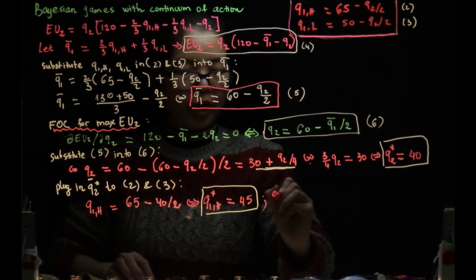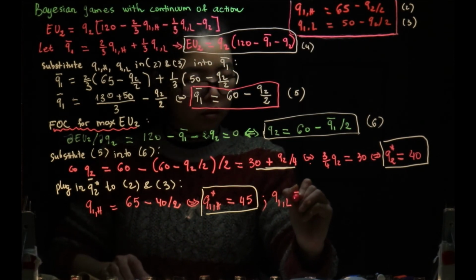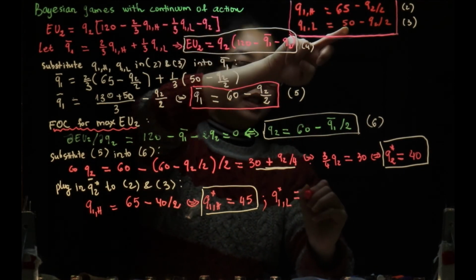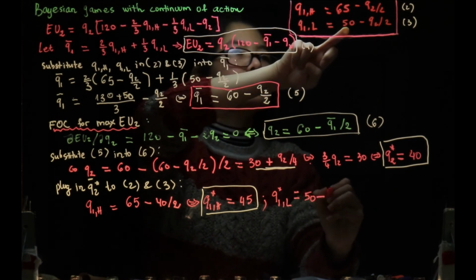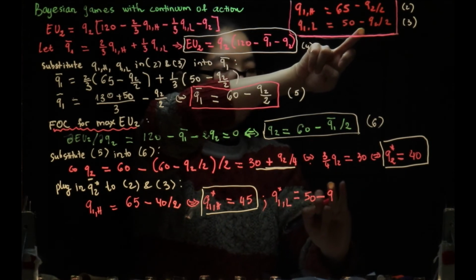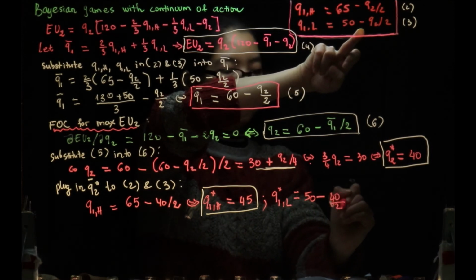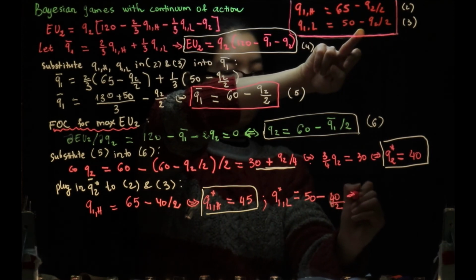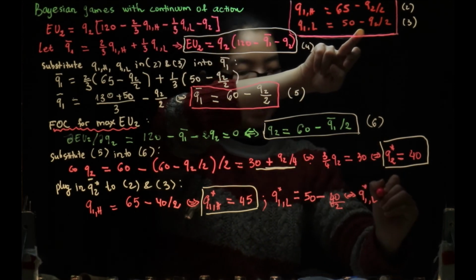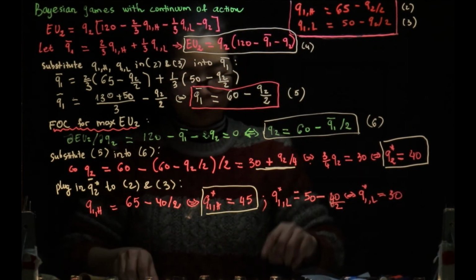On the other hand, we have Q1 low star equals 50 minus Q2, now 40, divided by 2, meaning Q1 low star equals 50 minus 20, 30.